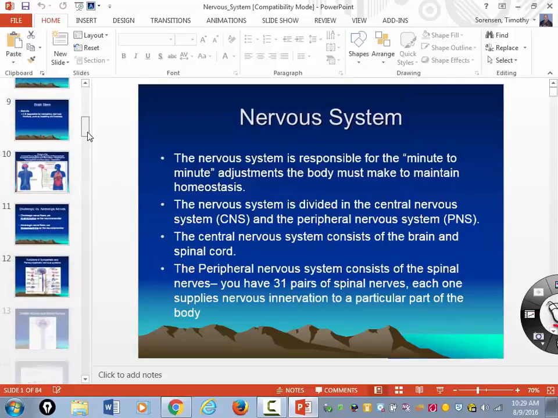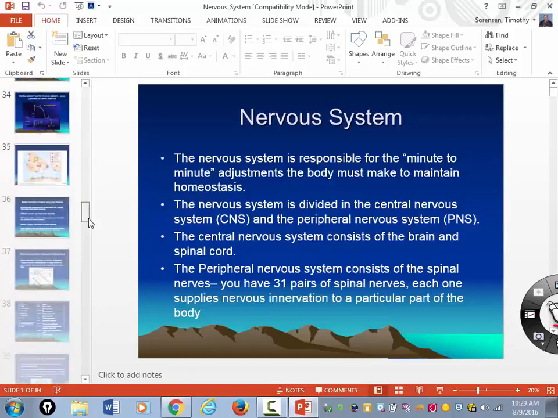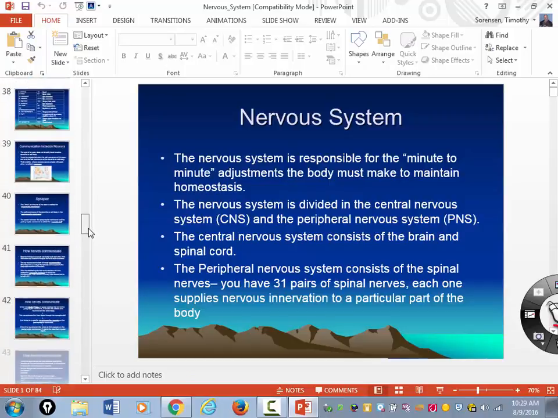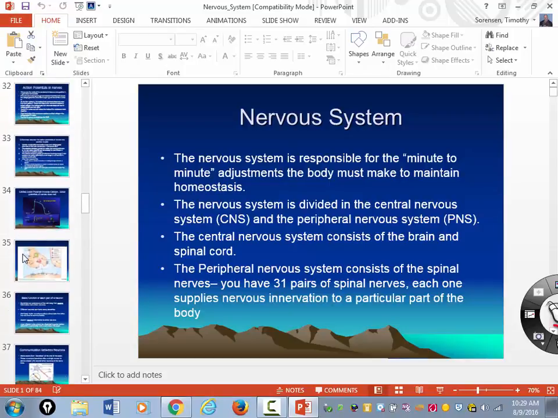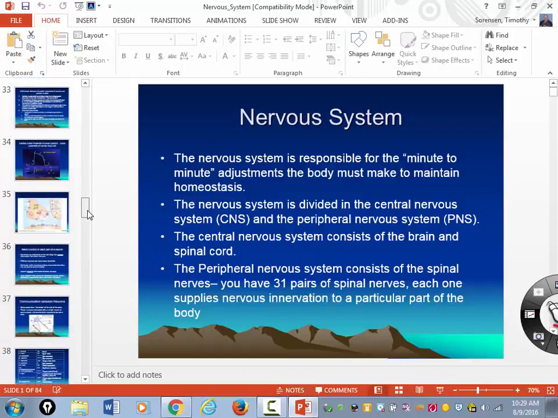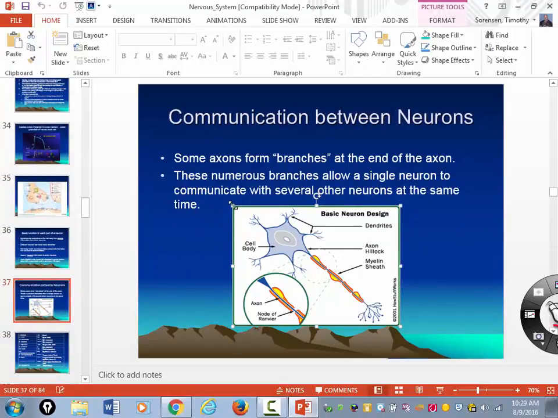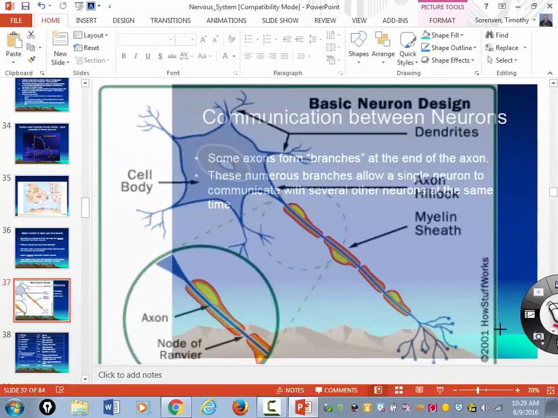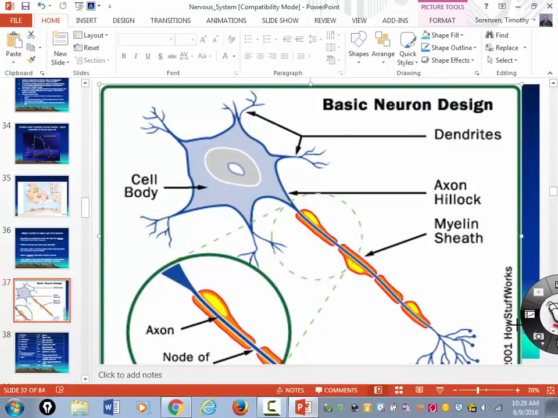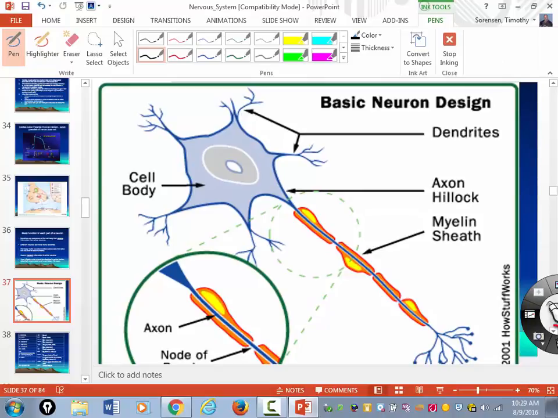This is the important piece, and we talked about this. When a motor nerve, motor meaning movement, right, stimulates a muscle to contract, if you look at the basic parts of the neuron, we talked about the cell body, the fact that it has a nucleus, and it will make proteins. And the proteins that it makes are these things called neurotransmitters.